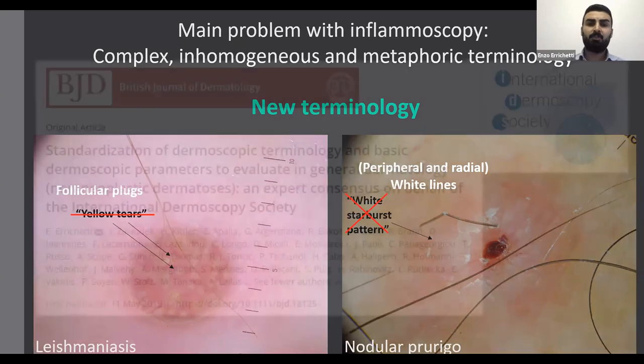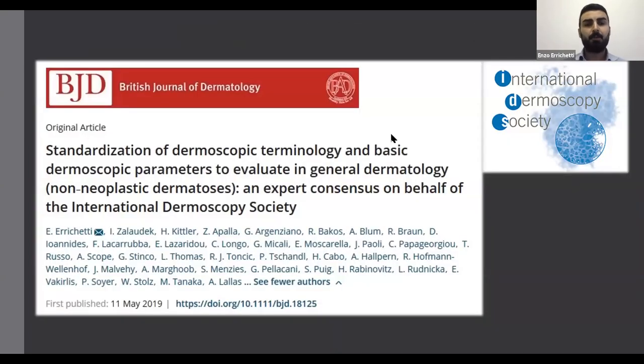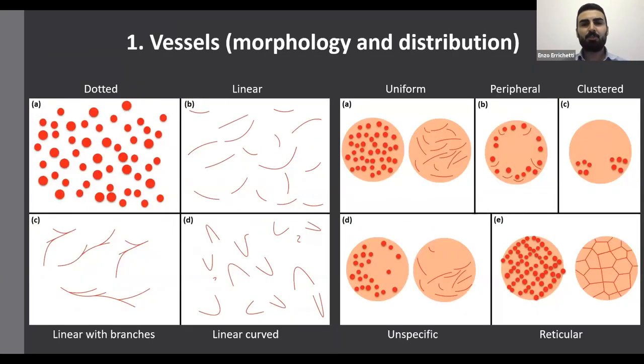To try to address this problem with inflammoscopy, we did a consensus on behalf of the International Dermoscopy Society, recently published in the British Journal of Dermatology. Of course, I don't want to bother you with terminology, but I would like to show you the five basic parameters that we have to evaluate when dealing with inflammoscopy. First of all, we have vessels. We have to evaluate their morphology and distribution.